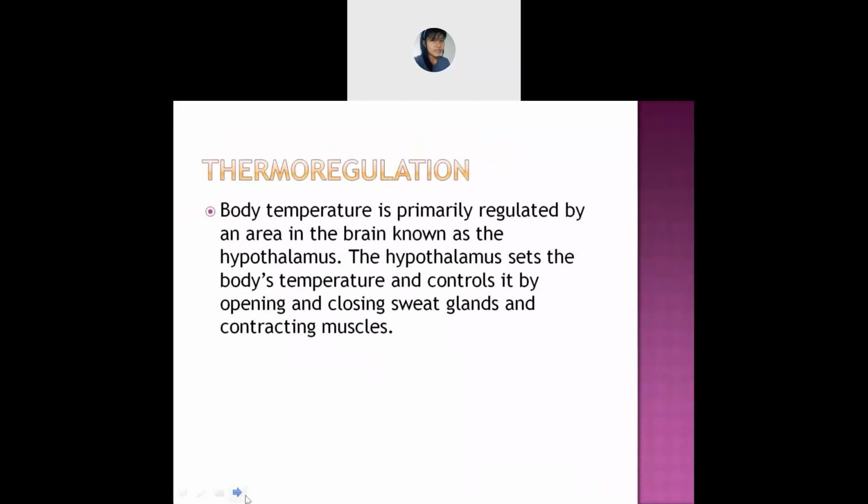Next is thermoregulation. So with thermoregulation, you can feel the changes in the body temperature. And who is responsible for that? The hypothalamus, which is in the brain. What is the function of the hypothalamus? It can control your sweat glands, which are in your skin, and so it controls your body temperature. Is it clear? Yes, ma'am.